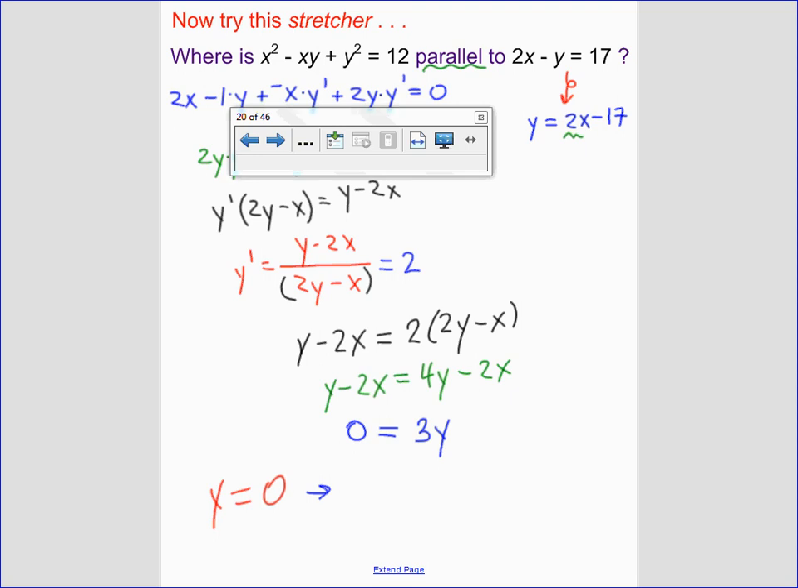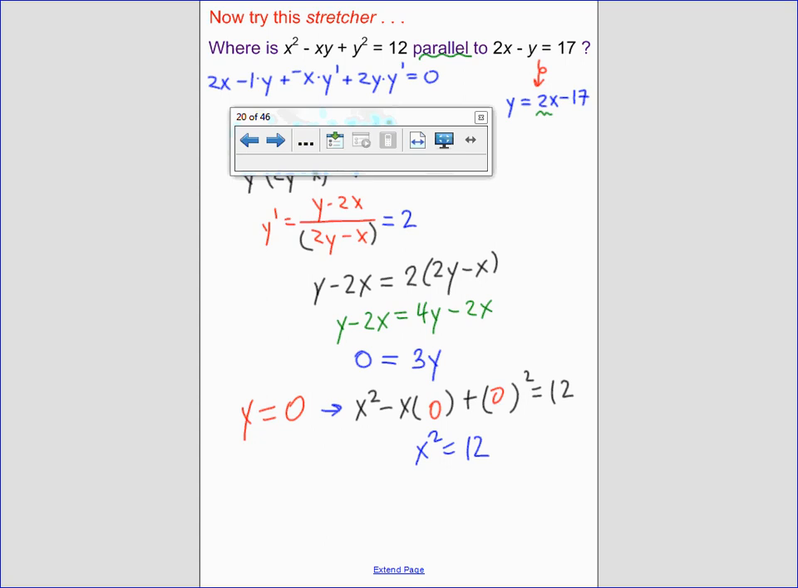Oh, you said 3y? I subtracted over the y from 4y and got 3y. Let's go ahead and see what happens then. So x squared minus x times 0 plus 0 squared equals 12. So if y is 0, it appears as though two places on the curve have a slope of 2.